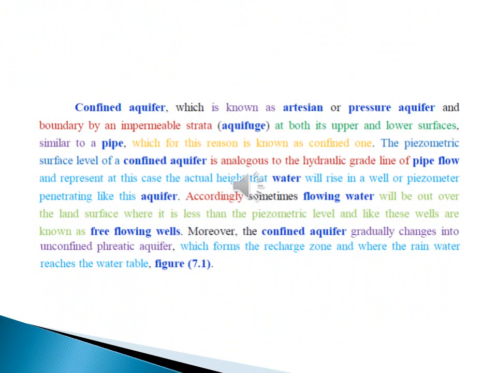Confined aquifer, which is known as artesian or pressure aquifer, is bounded by impermeable strata at both its upper and lower surface, similar to a pipe, which for this reason is known as a confined one. Moreover, the confined aquifer gradually changes into an unconfined phreatic aquifer, which forms the recharge zone, where the rainwater reaches the water table.